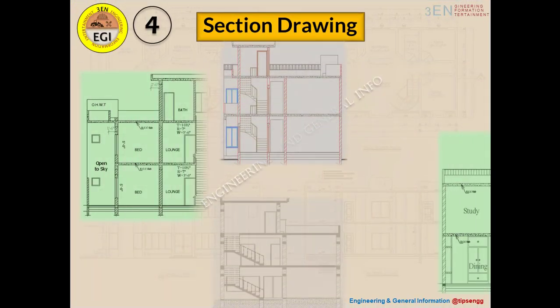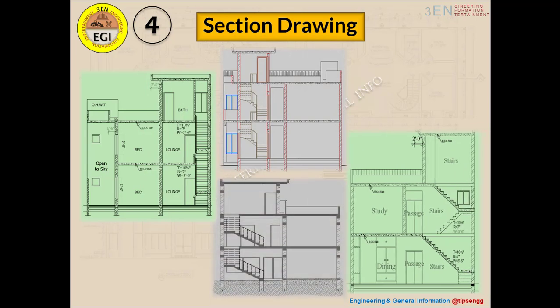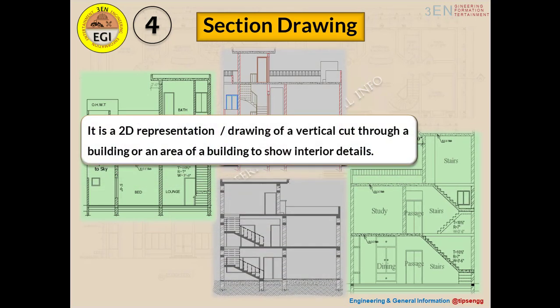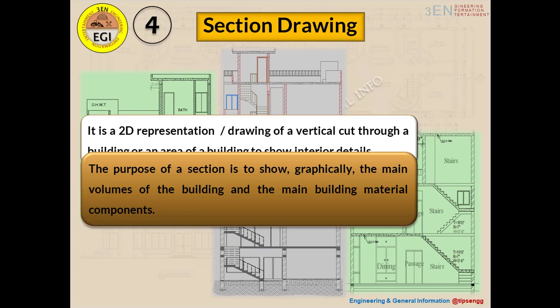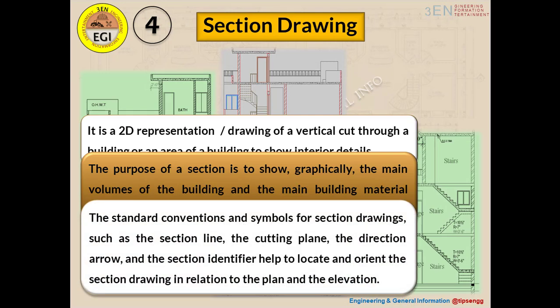Section drawing. It is a 2D representation drawing of a vertical cut through a building or an area of a building to show interior details. The purpose of a section is to show, graphically, the main volumes of the building and the main building material components. The standard conventions and symbols for section drawings, such as the section line, the cutting plane, the direction arrow, and the section identifier, help to locate and orient the section drawing in relation to the plan and the elevation.